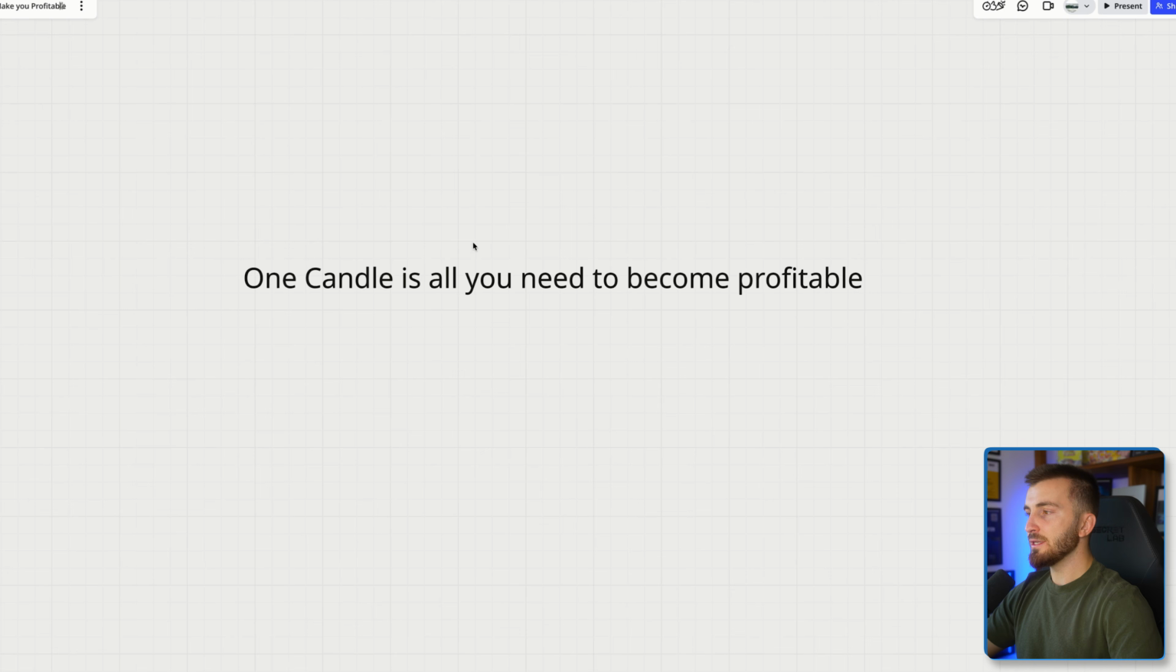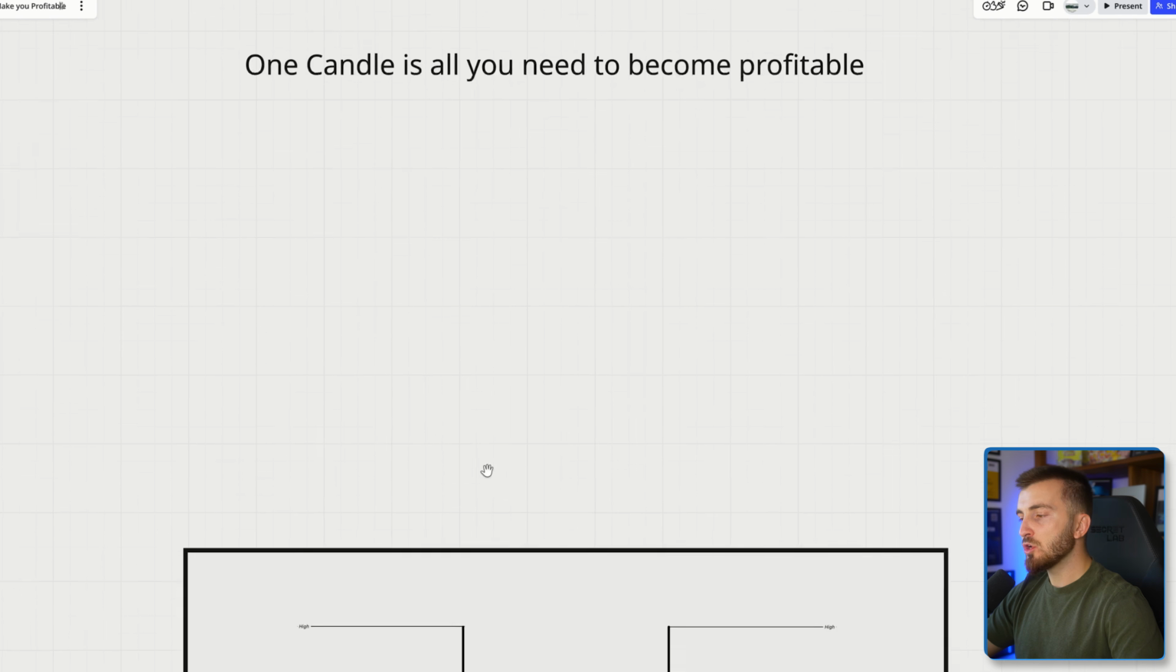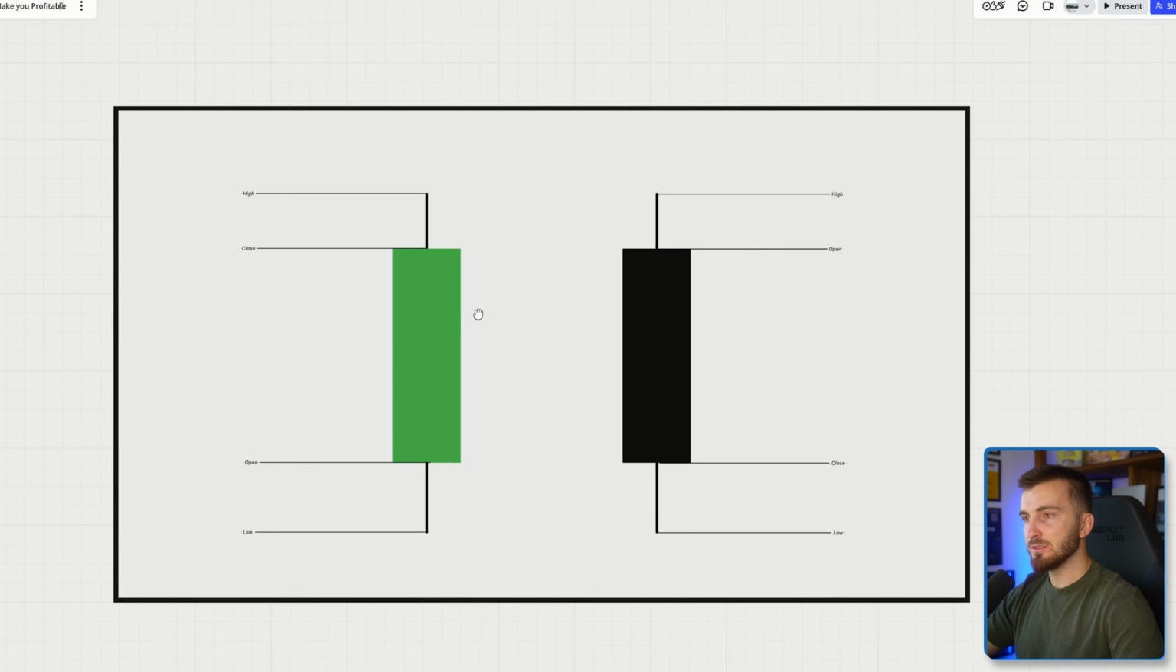So one candle is all you need to become profitable. Now you might be asking, what candle are we talking about? We're talking about the daily candle. But first, we need to understand what candles actually are. Candles are simply a depiction of price action and time. And what does that mean?